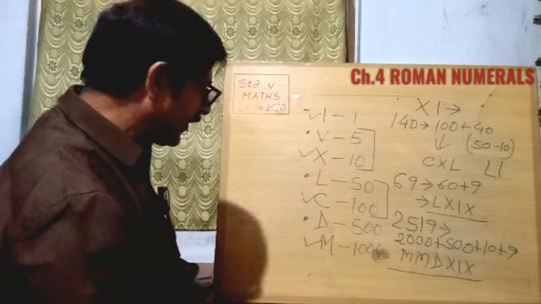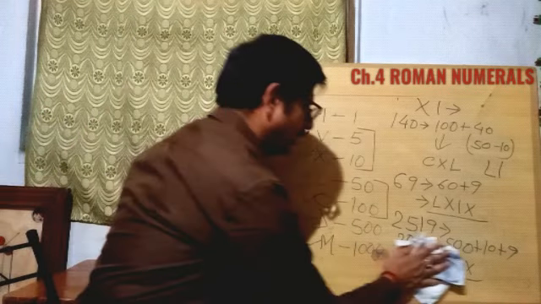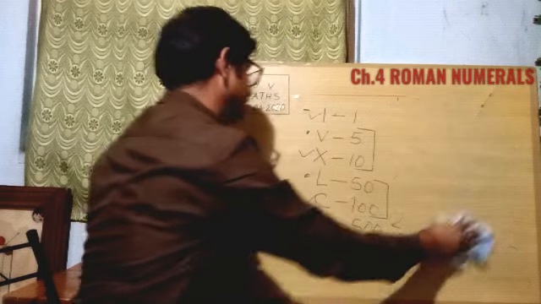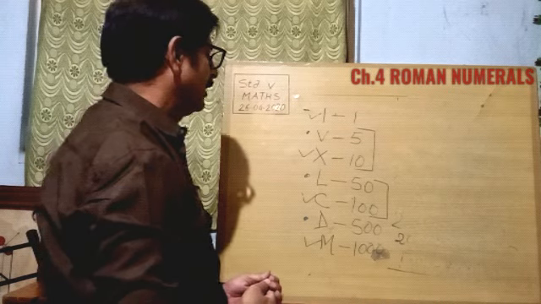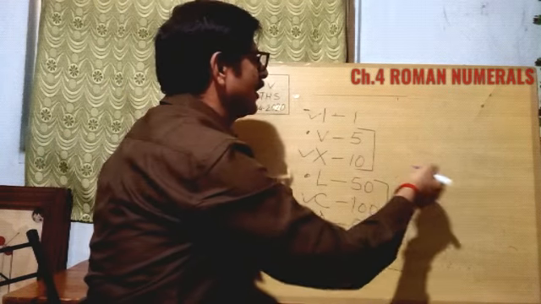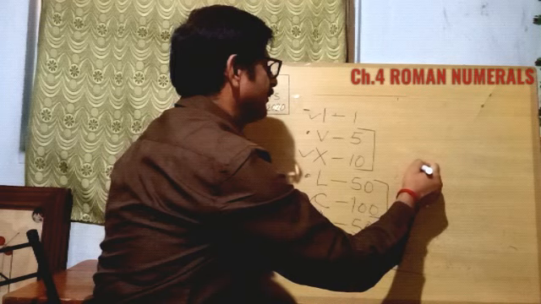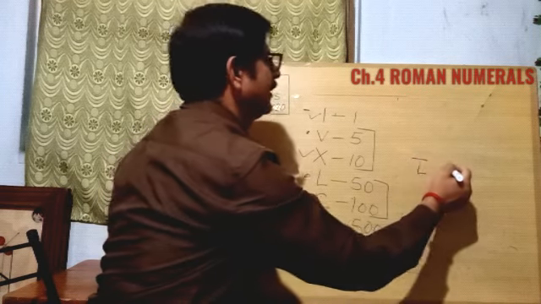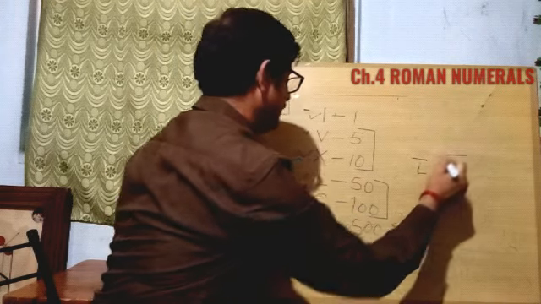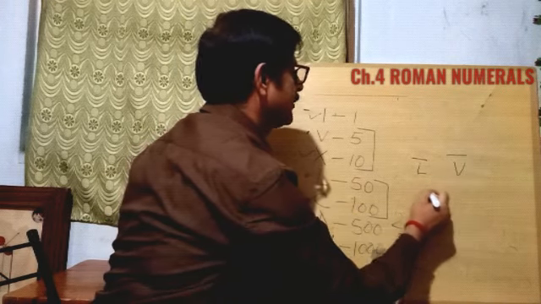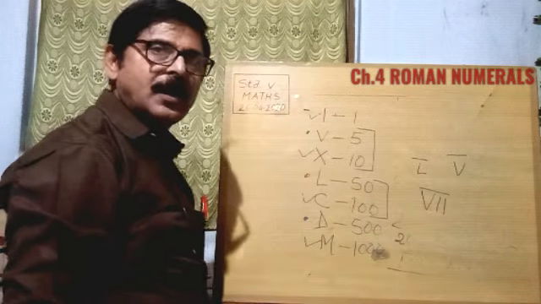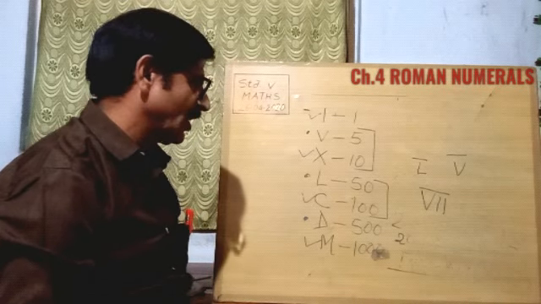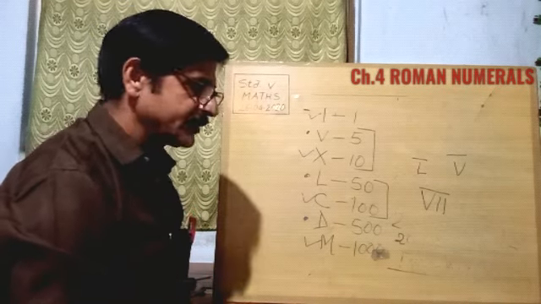If we want to write a number in multiples of 1000, simply put a bar, which we call vinculum, over it. 50,000, 5,000, 7,000. Hope all of you have learnt the topic well, and you can write the numbers using the given symbols.